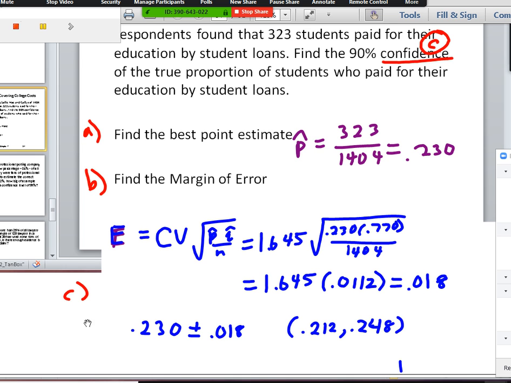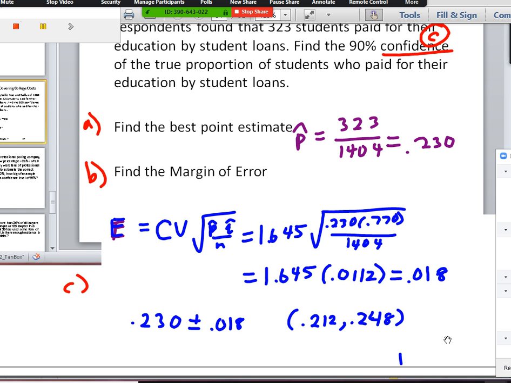The last step is finding your confidence interval. Your confidence interval is going to be your p-hat plus or minus your error. So 0.230 plus or minus 0.018. You'll get the lower limit, 0.230 minus 0.018, 0.212, and then 0.230 plus 0.018, 0.248. Questions?